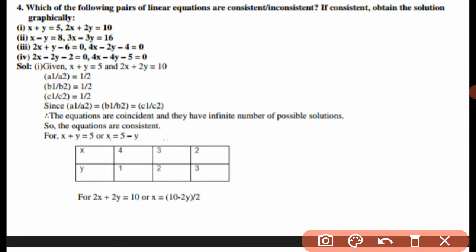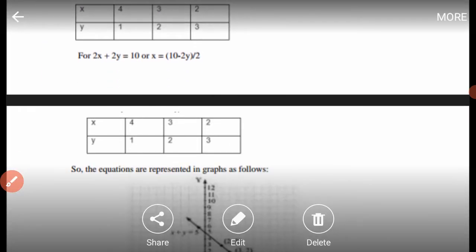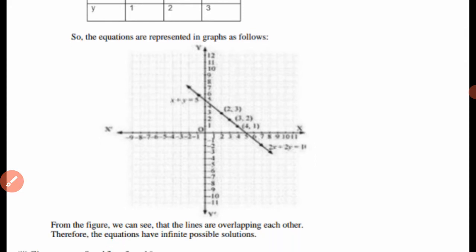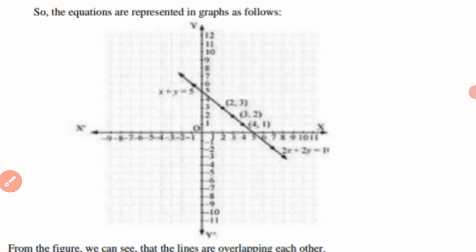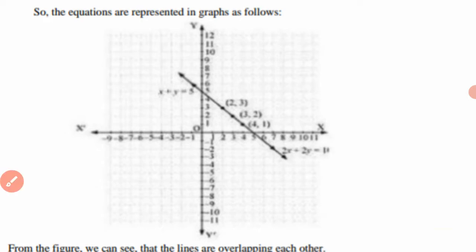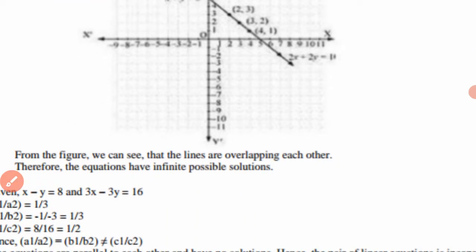So first we will make a table for equation 1 and then a table for equation number 2. Now after making the tables we will make the graph also. So in this graph, two lines will be formed and both lines will coincide on the same line. So in this way we have to make the graph, or we can do the graphical representation here.